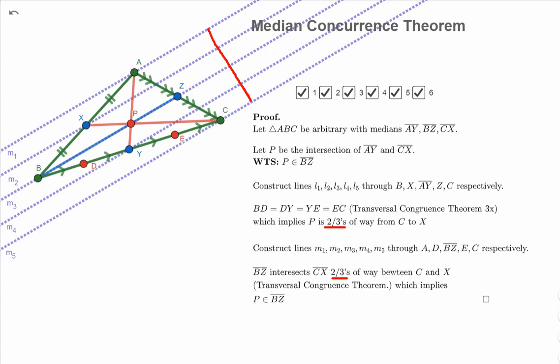And we will have multiple concurrence theorems. It's true that angle bisectors of a triangle are concurrent at a single point. It's true that the perpendicular bisectors of the sides of a triangle are concurrent at a point. And we'll talk about those in a later chapter.